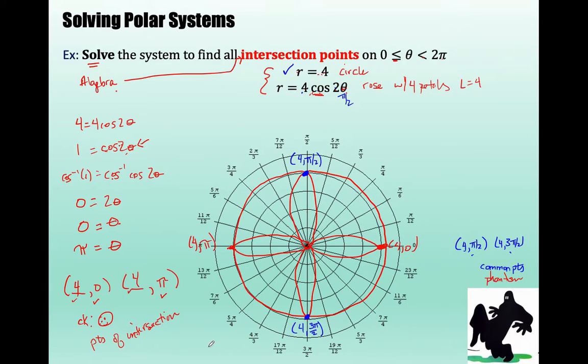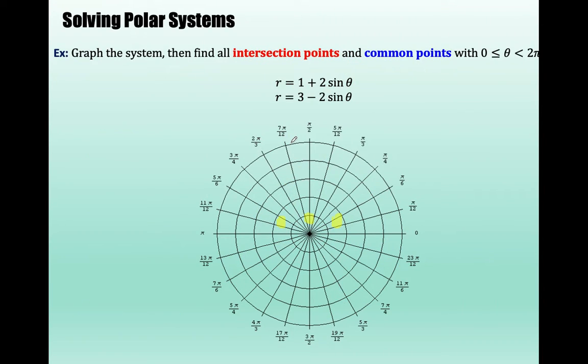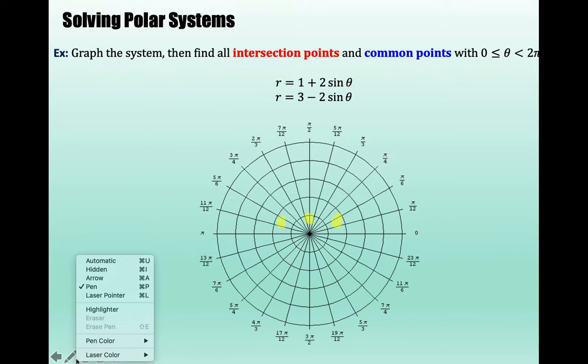So, graph the system to find the common points. Solve to find the intersection, graph to find the common. So let's try another one like that. I don't know why those are there. Notice the real directions would be graph the system, then find the intersection points, but remember the expectation is you do this with algebra, and common points with the graph.